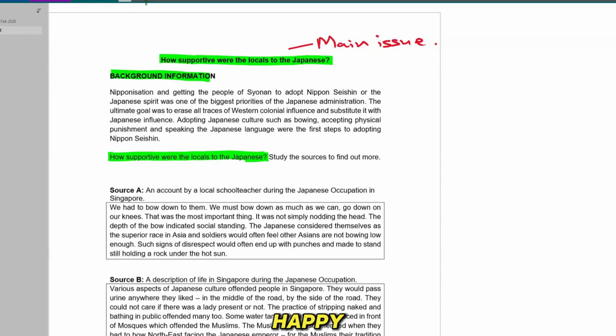Were they happy or were they not happy? So when you read the sources, I want you to keep this green line in your mind. How supportive were the locals? If you look at source A, were they supportive? Did they like the Japanese in source A?